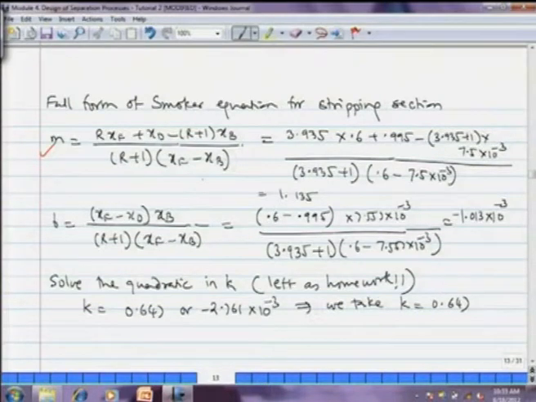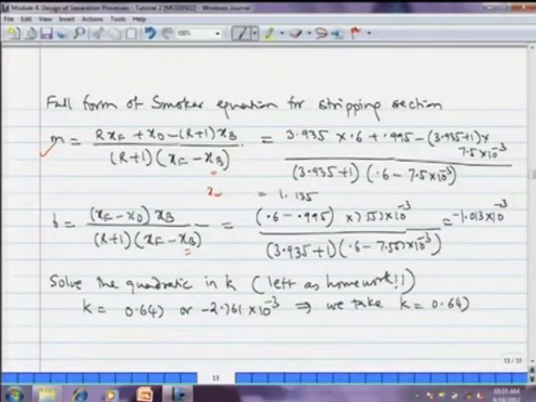Now, there is some confusion about notation. Some books have used xw as the notation for the mole fraction of the more volatile component, or light key component, in the bottoms, and some books have used xb as the notation for the same. These essentially are the same. xb is equal to xw.